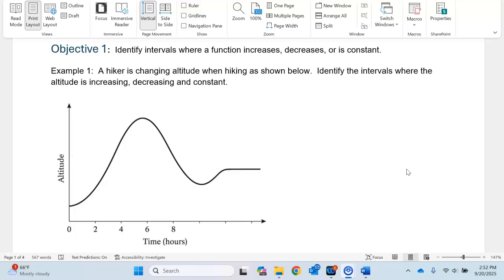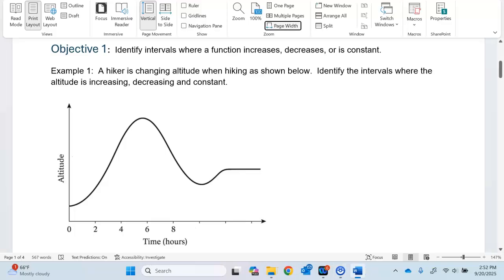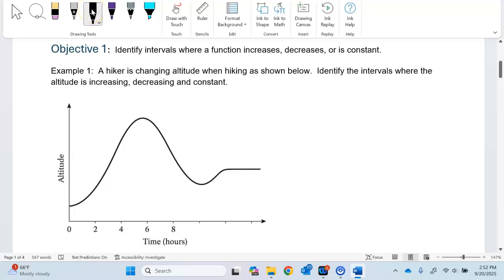Okay, so we don't have anything labeled on the y-axis, but that's not important. What we need to know is, when I ask questions about increasing and decreasing, for which x values is y increasing or decreasing. That's how to say it in a more math way. For which x values is y increasing, decreasing, and constant.